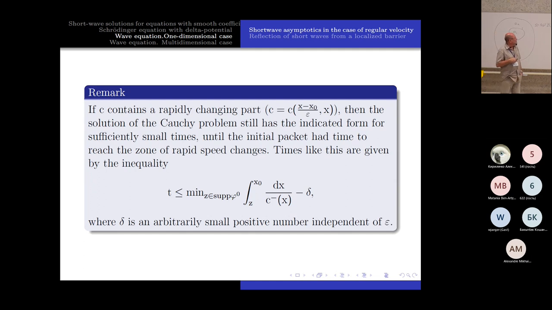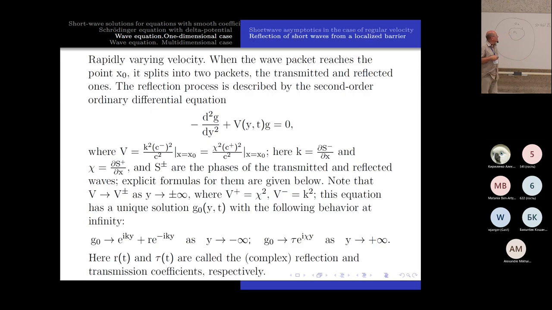But when the wave reaches this point, we have to consider reflected and transmitted waves. These reflected and transmitted waves are governed by some additional differential equation of the second order. This differential equation is written down here. So we have to consider this ordinary differential equation of the second order. The function V is constructed using the initial coefficient in the wave equation, c, and the limits c minus and c plus. And the function V tends to limits as y tends to plus or minus infinity, and these limits are positive. It means that for this equation, we have a unique solution with asymptotics of this type at plus infinity and at minus infinity.